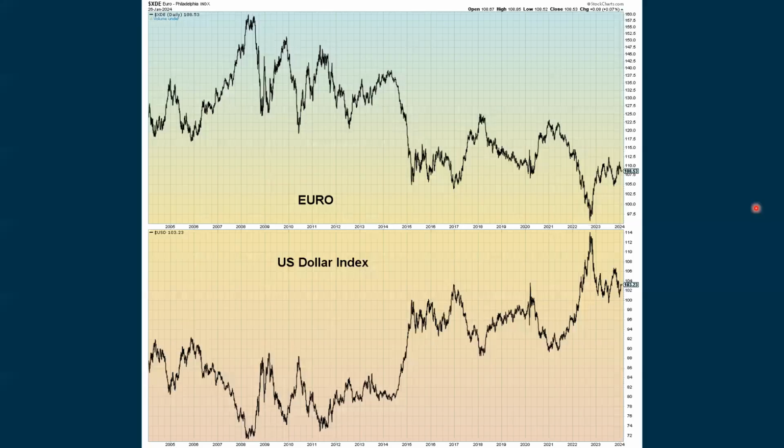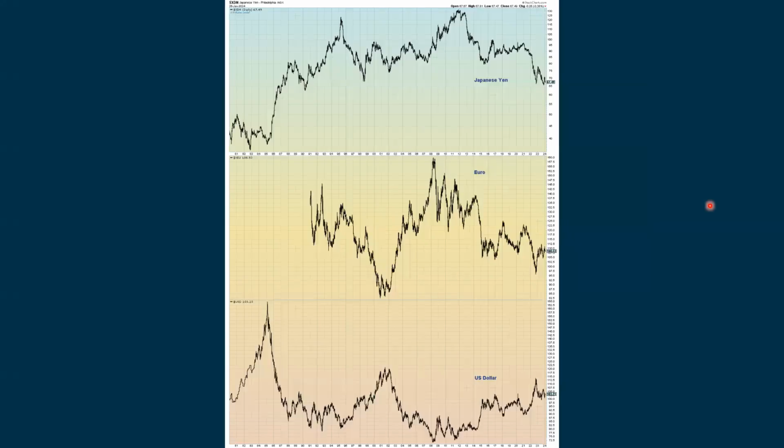Then we look at the euro and compare it with the dollar index, where the euro's been outperforming. I have a standalone chart here in a moment. We also keep an eye on the Japanese yen, which is in a downtrend compared to the dollar.